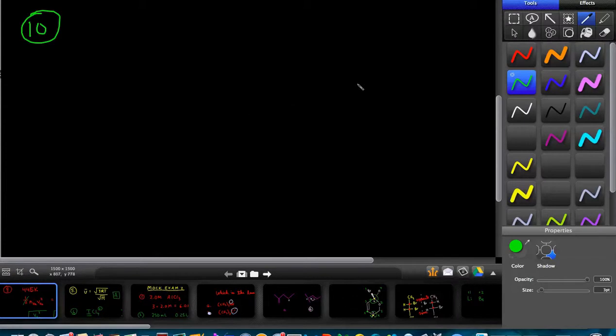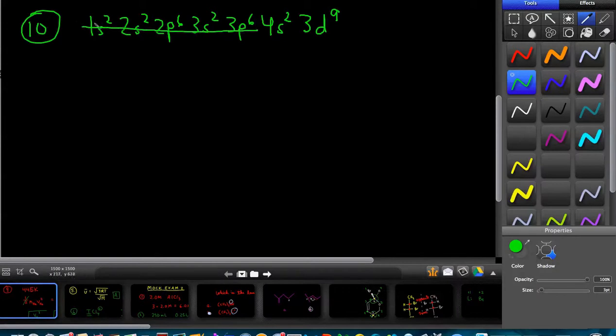Okay, ground state for the copper ion. You have 1s2. Copper's got 29. 1s2, 2s2, 2p6, 3s2, 3p6, 4s2, 3d9 gives us 29. Let's get rid of all of these that are part of the noble gas argon.